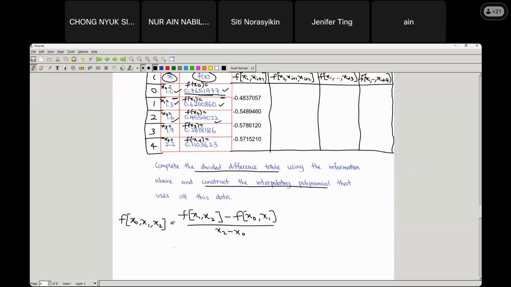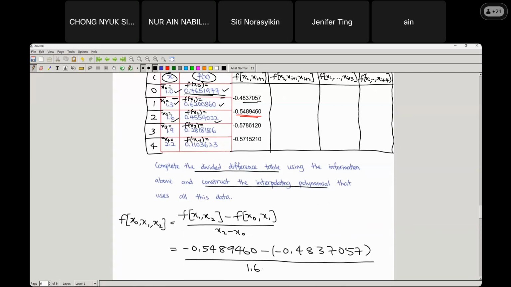So the value f[x1, x2] is this one, okay? Is this value, this one. So this is equivalent to negative 0.548940 minus, this is the value that we have for f[x0, x1], so minus negative 0.4837057, divided by x2. So our x2 is 1.6, our x0 is 1.0. So you calculate this, and I actually obtain the value.